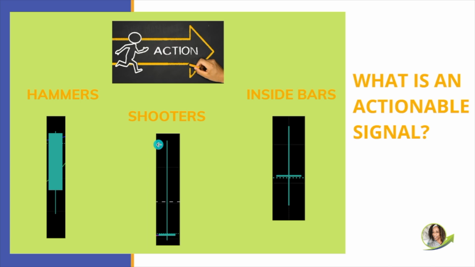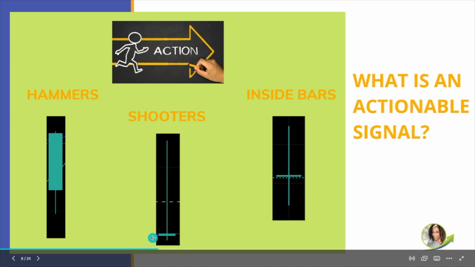Shooters are the complete opposite. Basically, buyers tried to buy it, but bears pushed it all the way down. This is an even better example here of a shooter than this is of a hammer. An even better hammer looks like that, like this one in reverse. But basically, you see it opened here. They pushed it all the way up, and bears pushed it all the way back down, and it closed close to where it opened at.